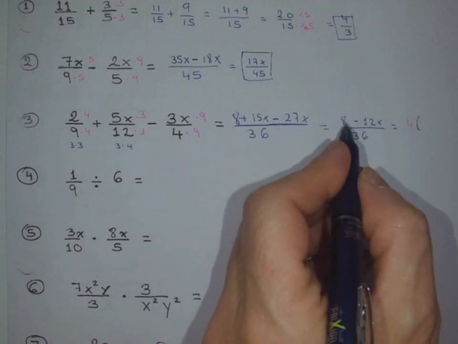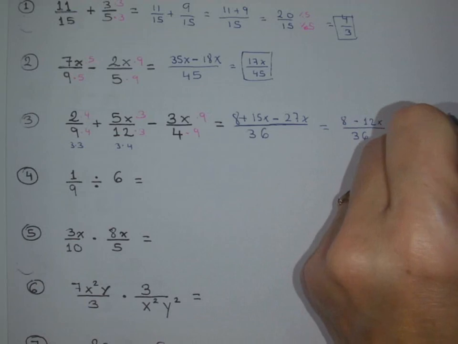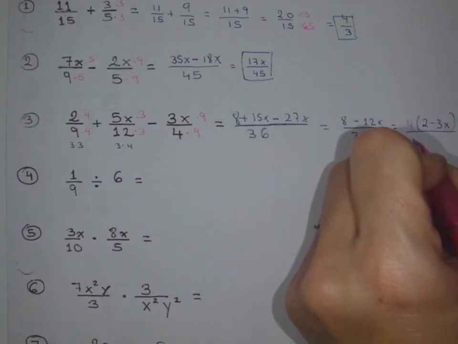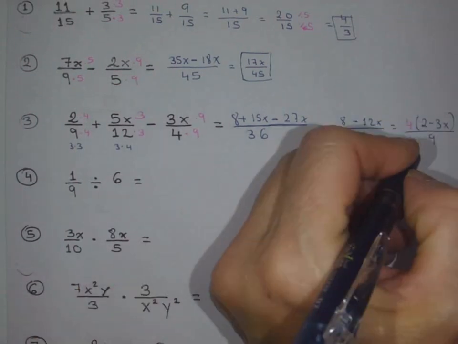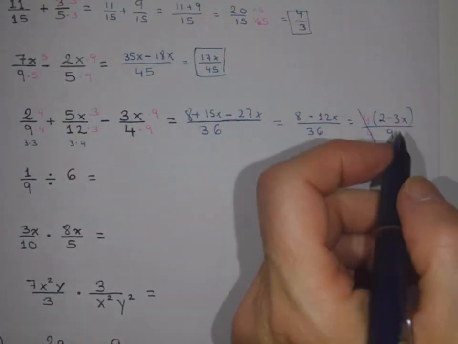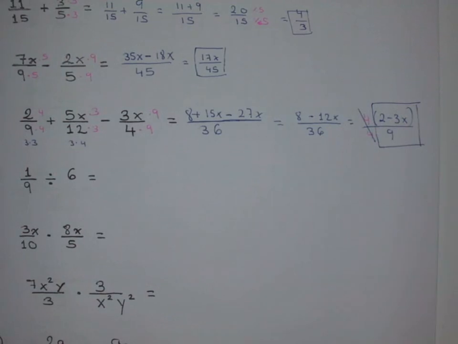That will be 2 minus 3x. And then 36 has a factor of 4 as well, and that will be 4 times 9. Okay, 4 over 4, that's a 1, so that can be simplified, right? And so my final answer would just be 2 minus 3x over 9.